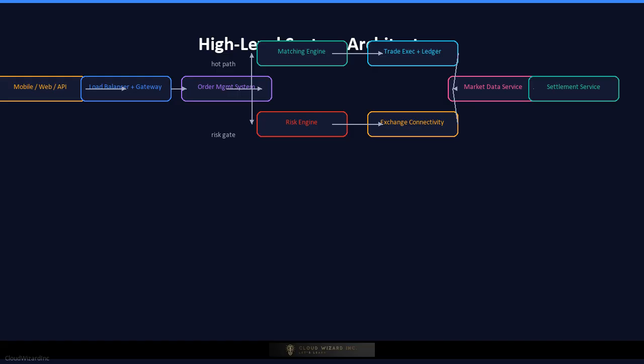A market data service aggregates real-time price feeds from exchanges and distributes them to clients. A settlement service runs end-of-day batch jobs to reconcile positions and initiate fund transfers. An analytics and reporting service powers dashboards and regulatory filings.